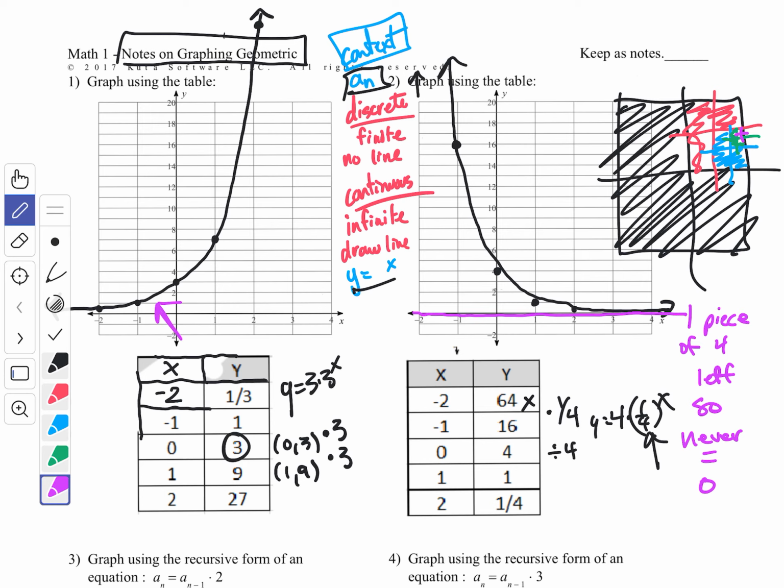Same way if we think in terms of this, if we were going backwards, we'd be dividing by 3. So what that gives us is this line, this asymptote, which is basically an invisible barrier that our equation is never going to cross. Our line is never going to cross. And generally speaking, it is where x equals 0, unless we have any shifts up or down.